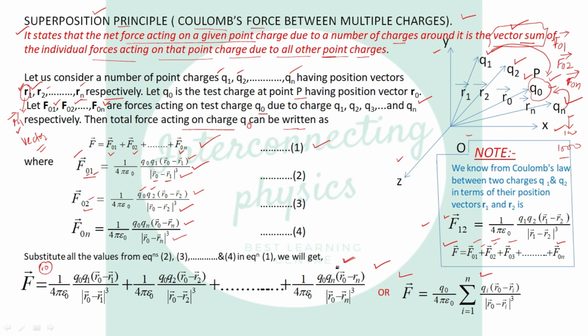If you want to write this relation in the summation form, then we can write Q0, because Q0 is coming in every term, so it can be taken outside. 1 over 4 pi epsilon naught is also coming in every term, so it can be taken outside the summation. And the summation index i starts from 1 to n. This i is the limit of the summation. So we write Q1, Q2, Qn as Qi. R0 is the same in every term, minus Ri, where R1, R2, R3, Rn can be written as Ri, divided by |R0 minus Ri| cube. Suppose we have i equal to 2, so we can put Q2 (R0 minus R2) divided by |R0 minus R2| cube.